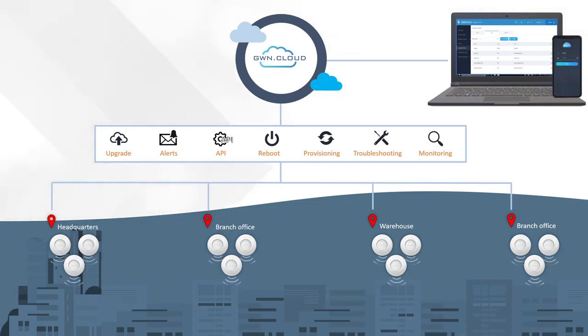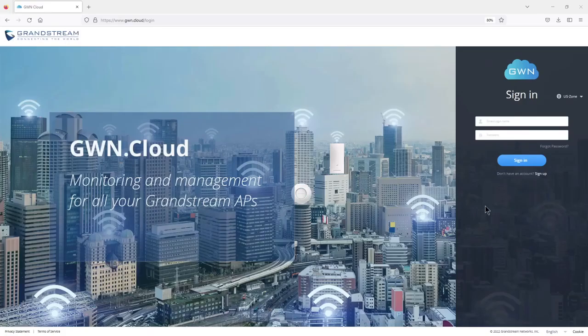to the internet. GWN.cloud offers the convenience of managing, monitoring, and troubleshooting GWN access points from one single interface with the capability of scheduling and executing tasks such as rebooting, upgrading, and resetting GWN access points. Now I will switch to my GWN.cloud account to demonstrate how to add and manage GWN access points. GWN.cloud is a free service that you can start using by simply signing up and creating an account.